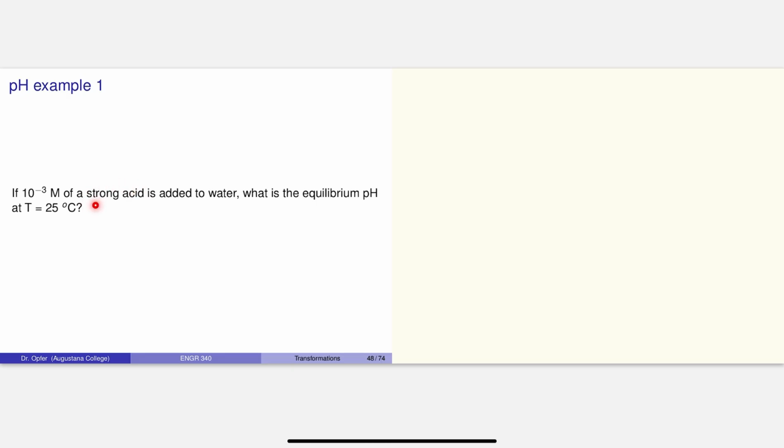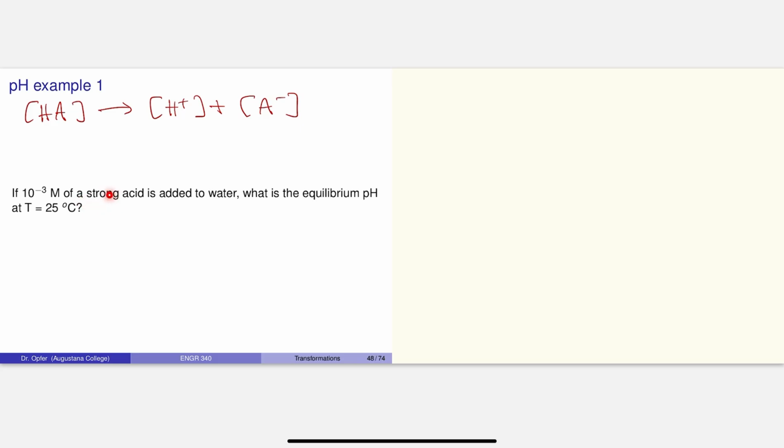Since we're not told what exactly the strong acid is, we'll just use the generic form of the equation. HA, that's our strong acid, is going to go to hydrogen ions plus the conjugate base. Now we don't actually need to know what this conjugate base is since we're solving for pH, and pH is just dependent on the amount of hydrogen ions present.